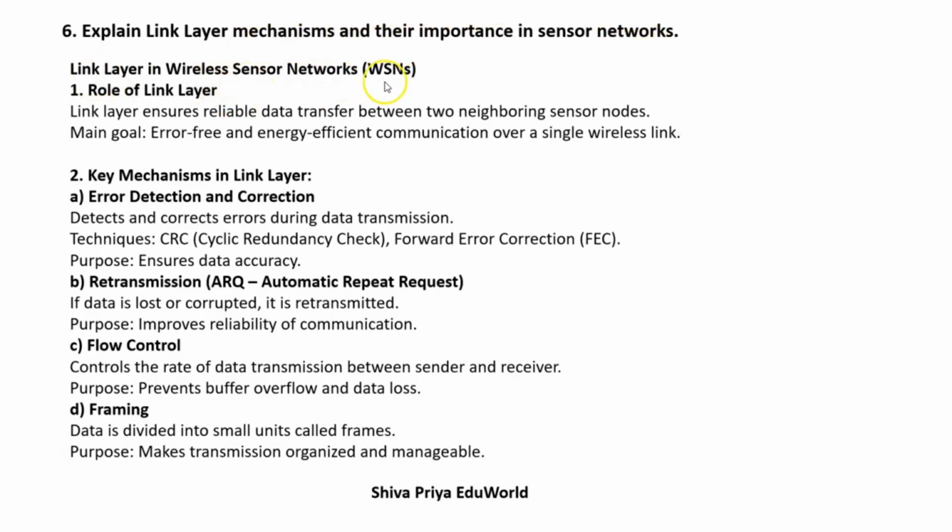And the sixth question is: explain link layer mechanisms and their importance in sensor networks. How exactly does the link layer work in WSN? The link layer ensures reliable data transfer between two neighbor sensor nodes. Link is nothing but, if there are two neighbor sensor nodes, it will transfer the data reliably.